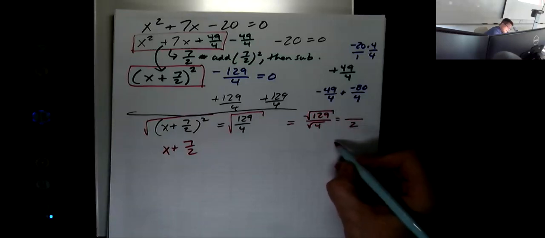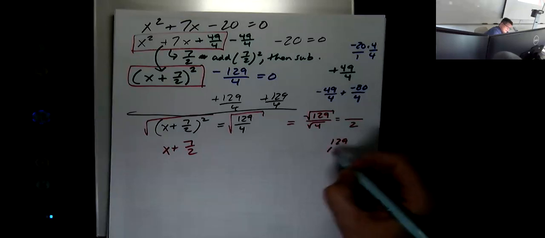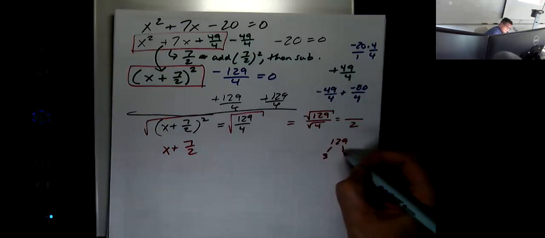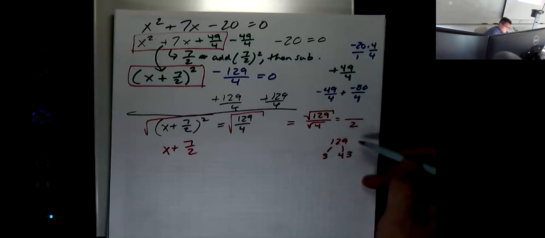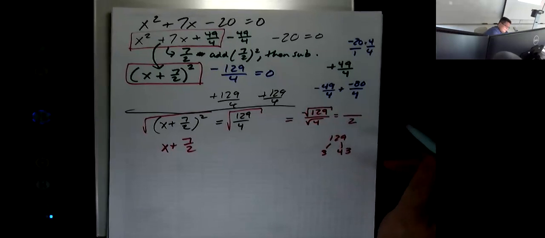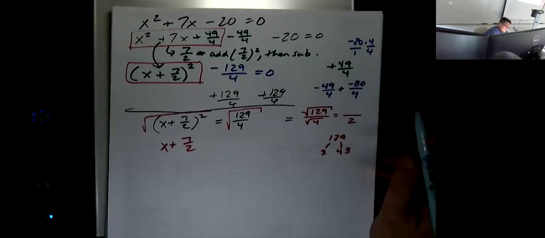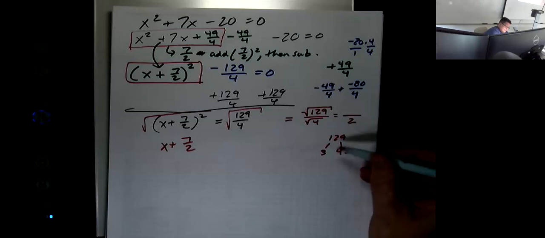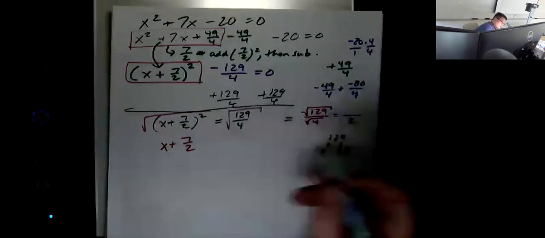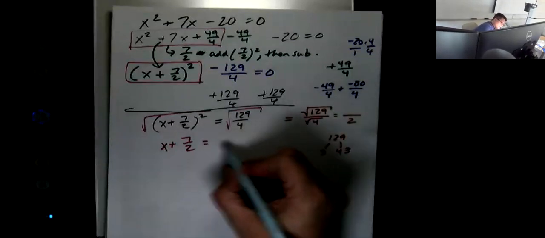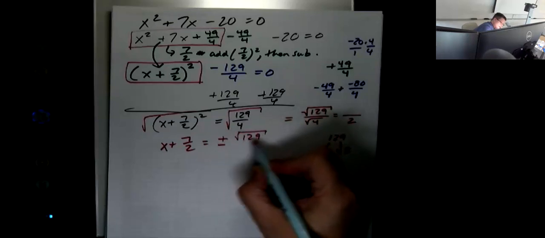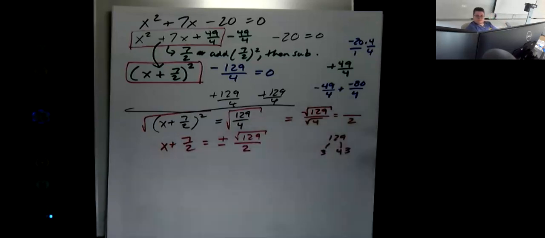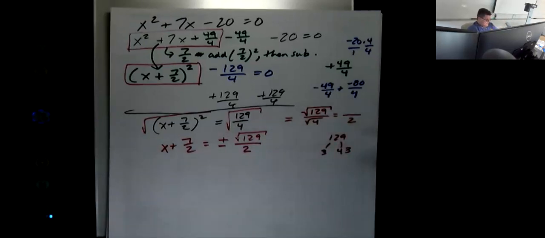Does 129 factor? 129 is 3 times 43. 43 is a prime number. There's no way to reduce the 129 to an easier radical. We're just stuck with 129. So this equals plus or minus the square root of 129 over 2. And I'm making it very clear that the radical is only on the top of the fraction, not the bottom.